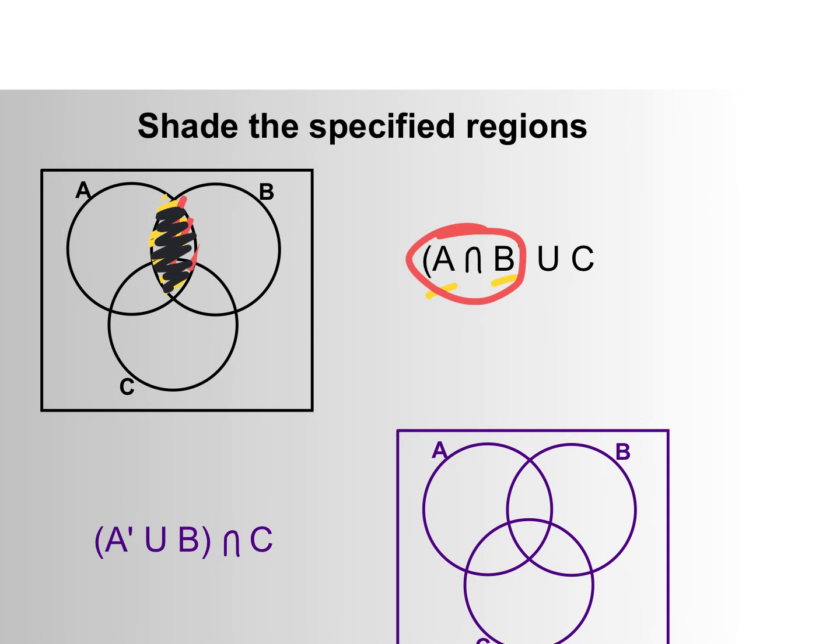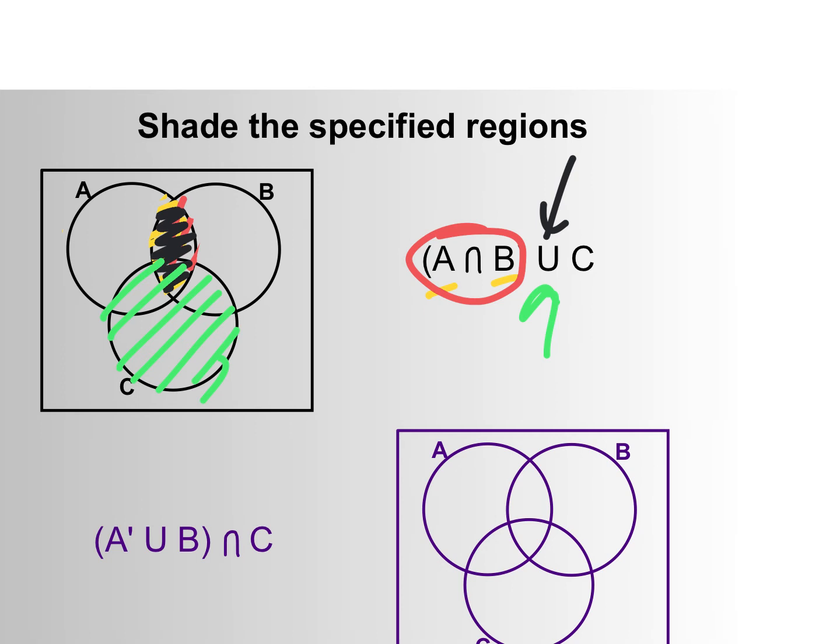Now I have to do C. Remember I said ignore the symbol for a minute? Just do C. I'm going to do that in green. Where is C? It's all of this. Now my eye naturally goes to where they just overlapped, but is that really what I want? No. I want where the union is, which is everything that just got shaded. So I get to leave it just the way it is. Everything that's shaded is my answer. Does this make sense to you?